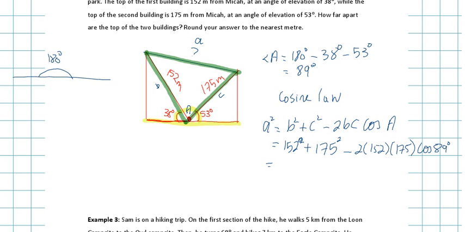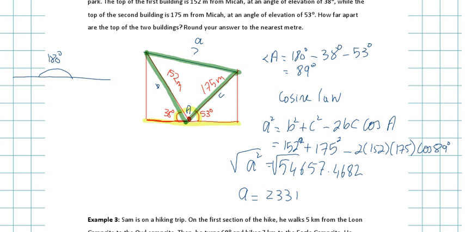Point 4682. So A squared is this. Is that my final answer? No. What do I have to do? Square root. So if I square root, what do I get? 233. And then nearest meter, so that's 233 meters. I don't need any decimals. And this is my answer.